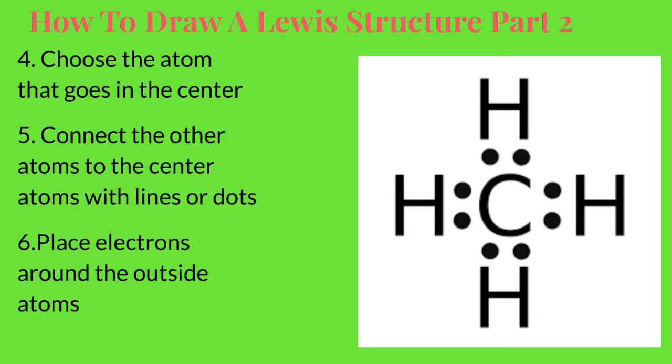And then for number 6, all you have to do is place the extra electrons around the atom, and in this example you don't need to do that because the dots are represented in pairs, and hydrogen only needs 1 electron.